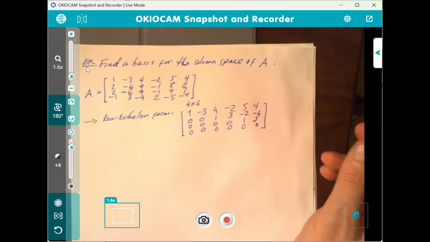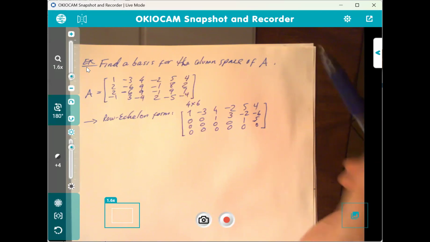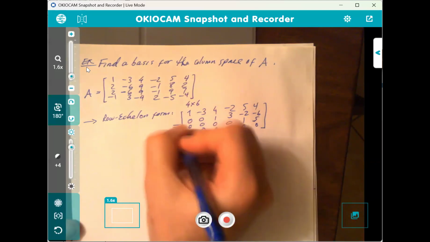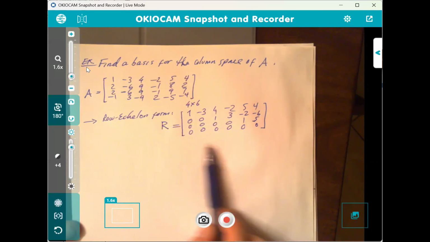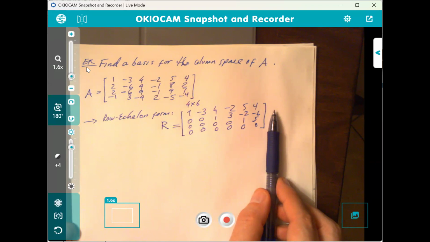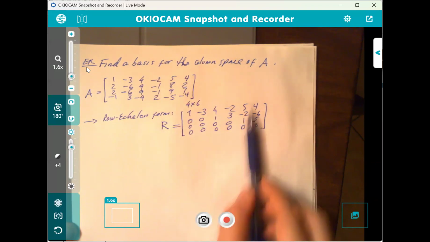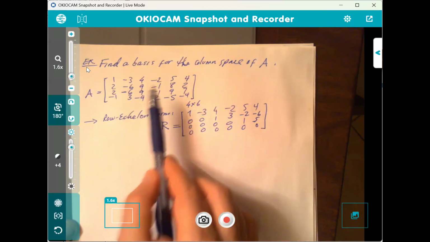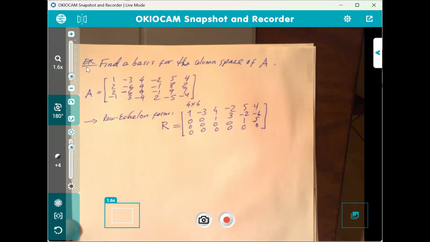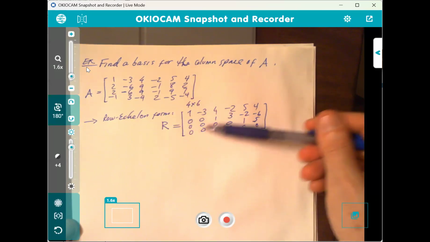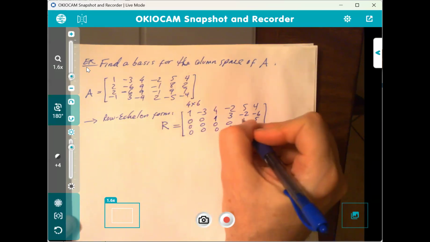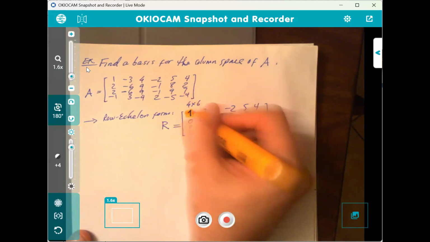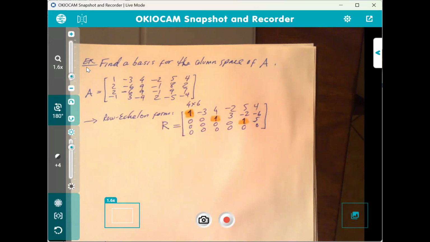Now, for this one, if we can find a set of column vectors of R that form a basis for the column space of R, and this is what I'm calling R, by the way. There you go. So if I can find a set of column vectors of R that form a basis for column space of R, then the corresponding column vectors of A will form a basis for the column space of A. See what we're doing? Again, I'm finding the column space of R, which I will do in a moment. Remember, the column space is the one that has a leading one and zeros below it. There. It has 1 and 0 below it.